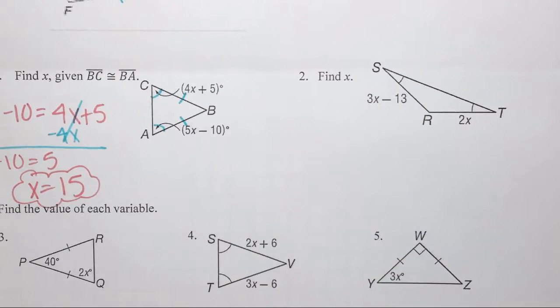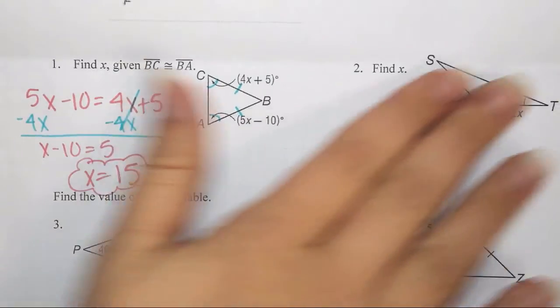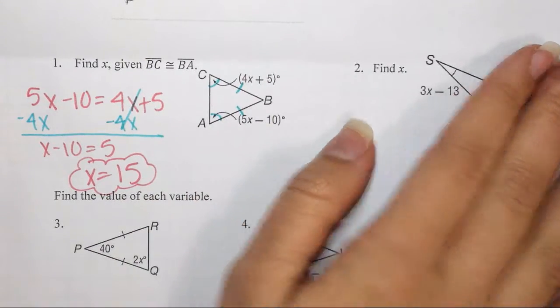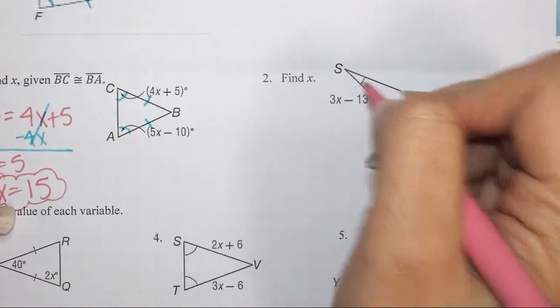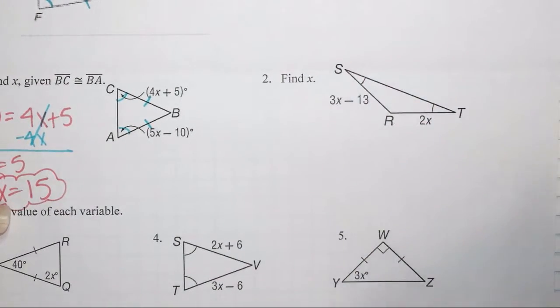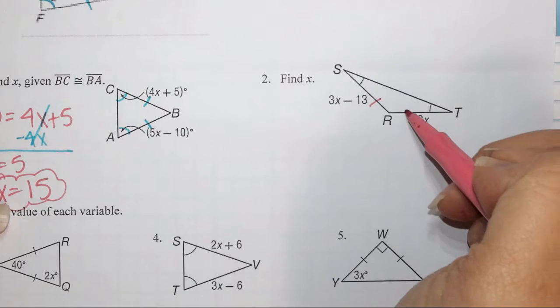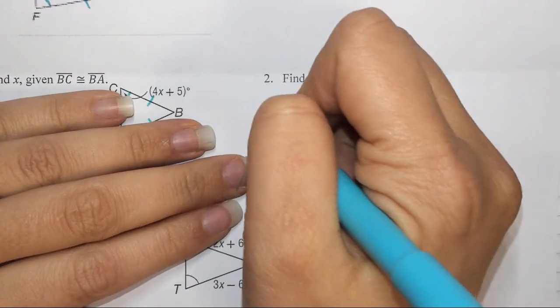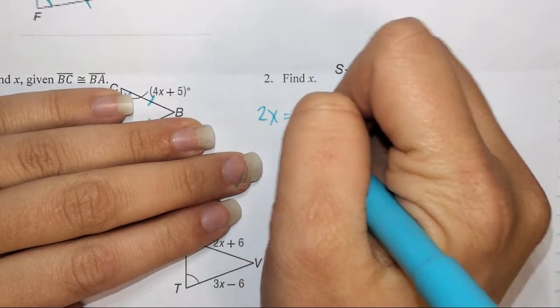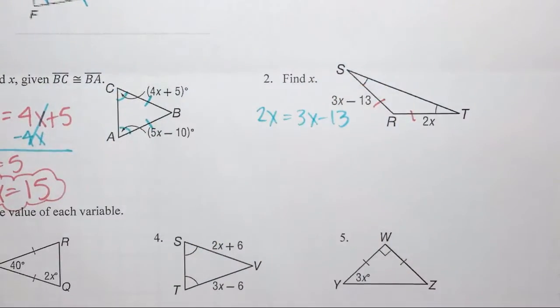Alright, number 2. Does anybody have any questions on number 1 before we go to number 2? Okay, number 2. It says to find x. Now, if the angles are congruent, what does that mean about the sides? So put tickies right here. So what are we going to do with those two things since they're congruent? So we're going to say 2x equals 3x minus 13.